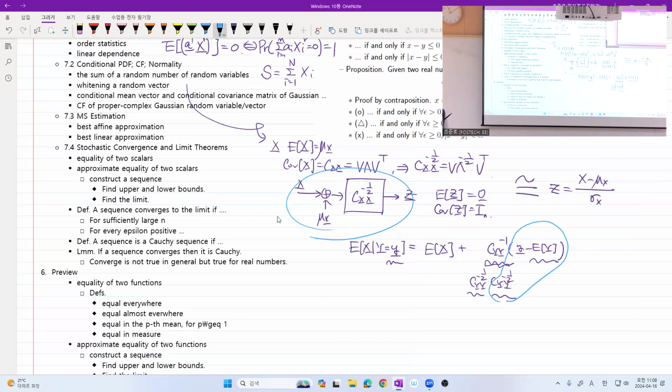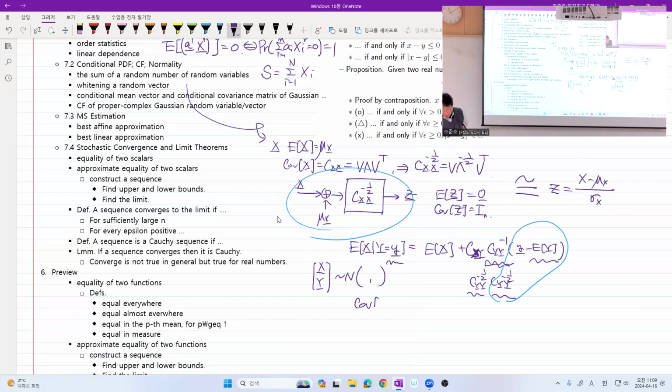You subtract the mean and multiply by the whitening matrix. And then you have the covariance between X and Y, so that you have the proper unit of X. This is X to be added to the mean vector of X. Got it? And interestingly, here X and Y are jointly Gaussian, okay?